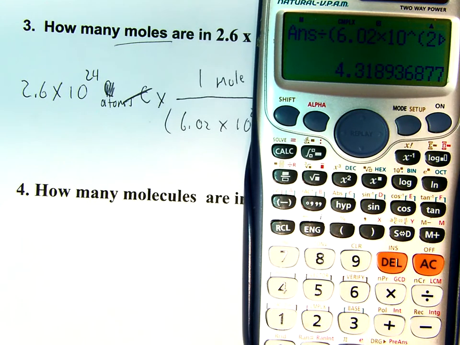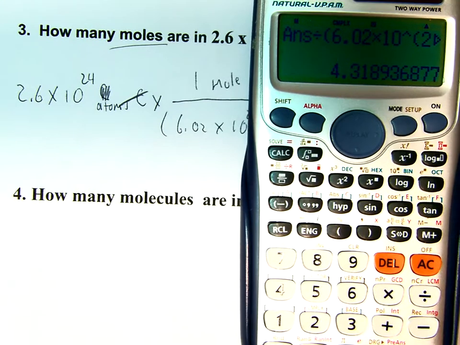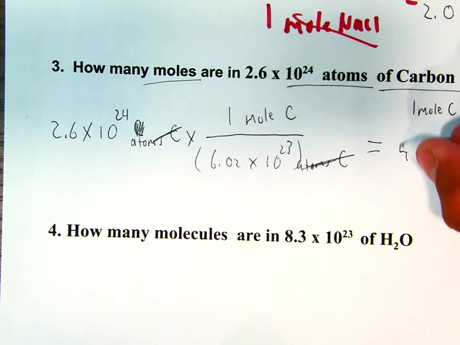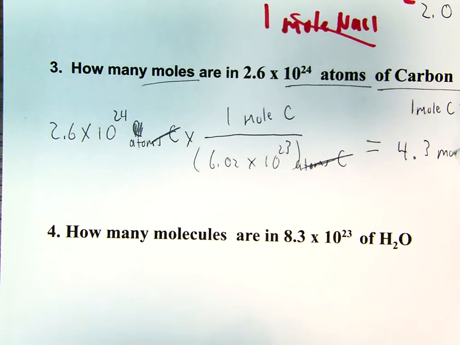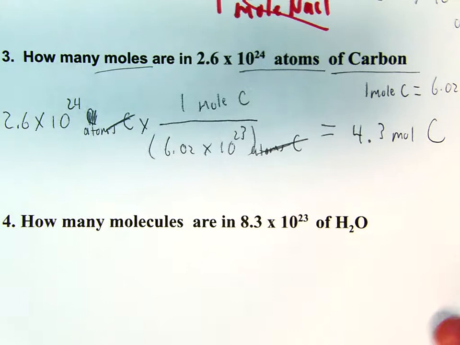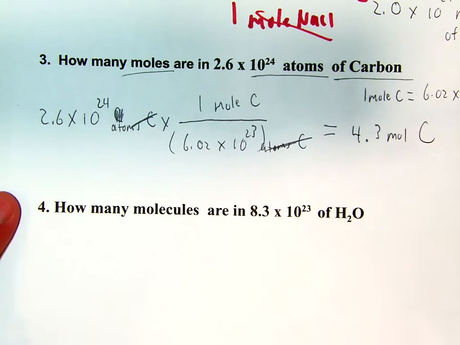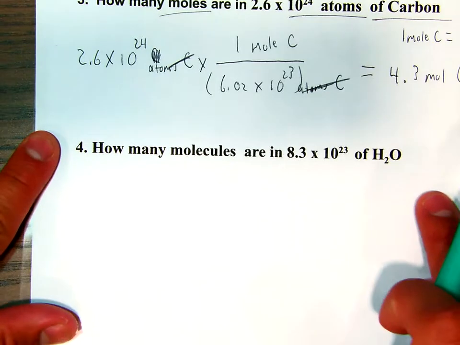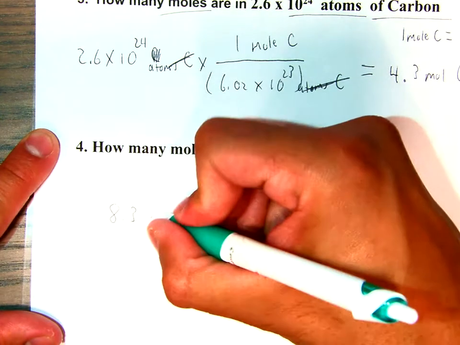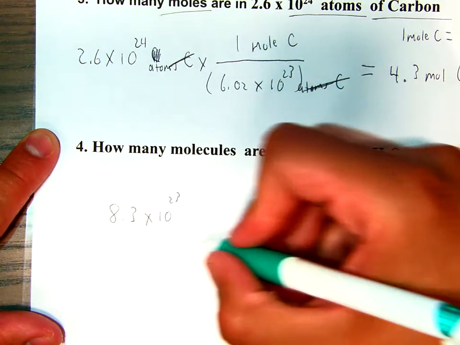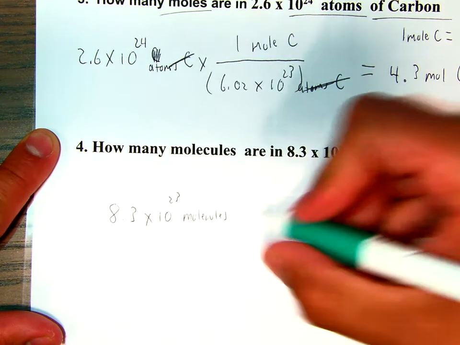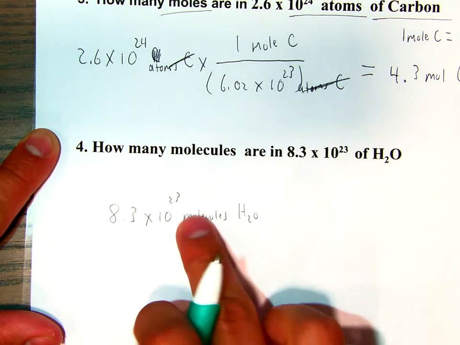So my answer is 4.3, we'll leave it like that, 4.3 moles, okay? So this here would equal 4.3 moles of carbon, okay? And that process just continues, okay? And again, it does not matter if it's atoms or molecules. So let's look at an example here in which we're going to do the same thing. So I have 8.3 times 10 to the 23 atoms, or rather in this case molecules of H2O.